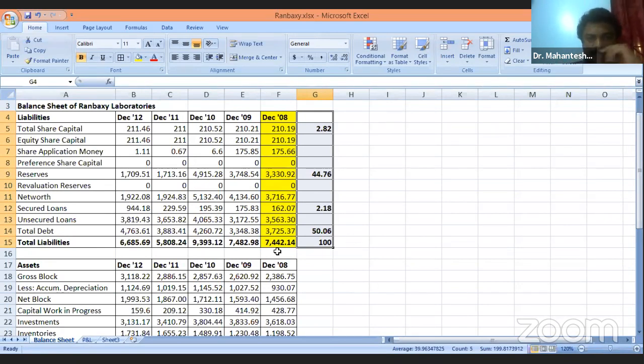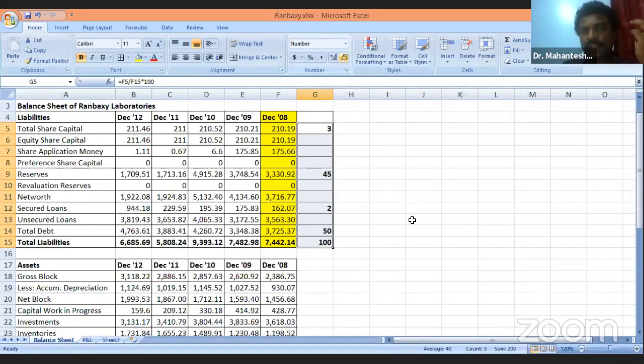Now, 7,442.14 crores is the total liability of the company. Now, total debt is 3,725.37 crores. Like this, there are different numbers. Now, how do I remember these numbers? How do I remember these numbers?